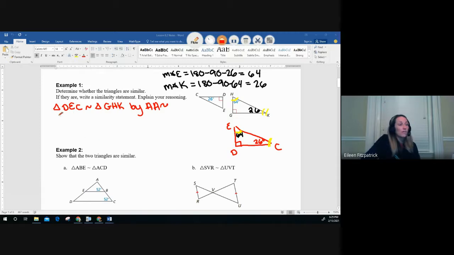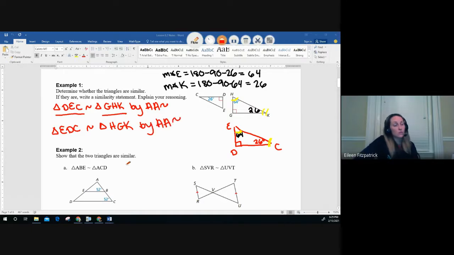That's fine. One thing I do want to say is the way you and I name our triangles might be different. I could say triangle EDC is similar to triangle HGK by AA, right? There's multiple ways, but you have to make sure that corresponding parts match up when you're stating the similar triangles. It's the same as what we had to do with congruent triangles, so that shouldn't really be new information or something challenging for you.